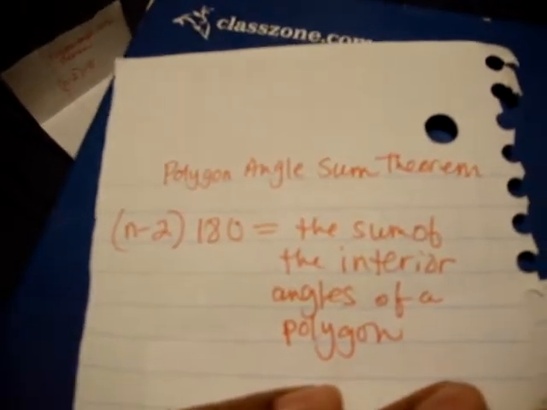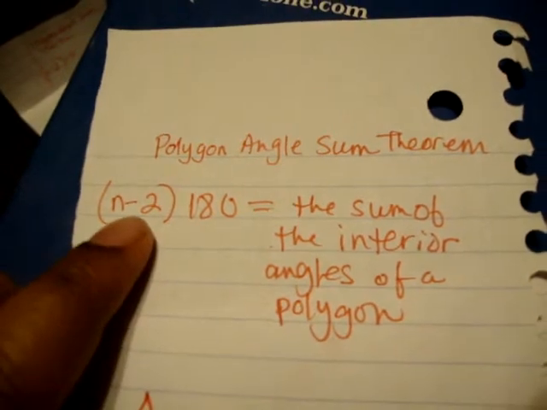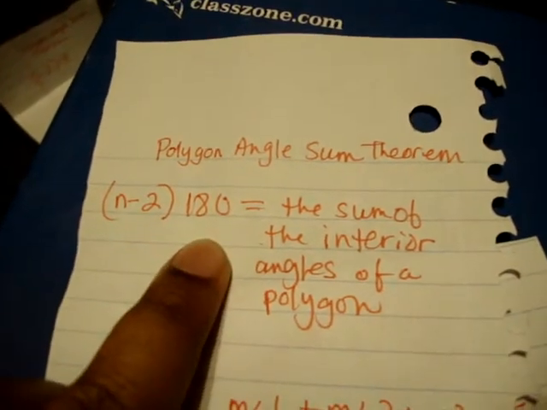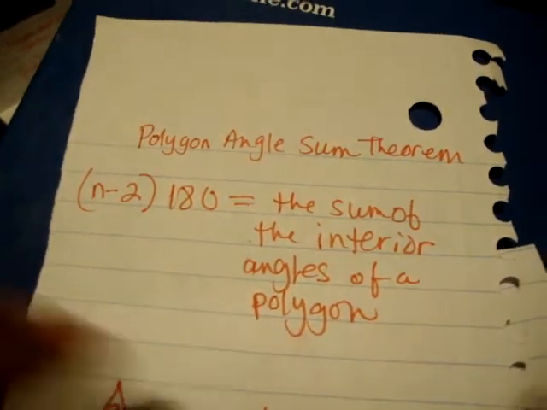If you didn't get the opportunity to write it down, you need to do that at this time. The Polygon Angle Sum theorem says that the number of sides minus 2 times 180 is going to equal the sum of the interior angles of a polygon.